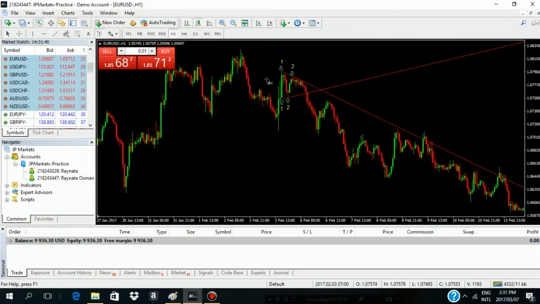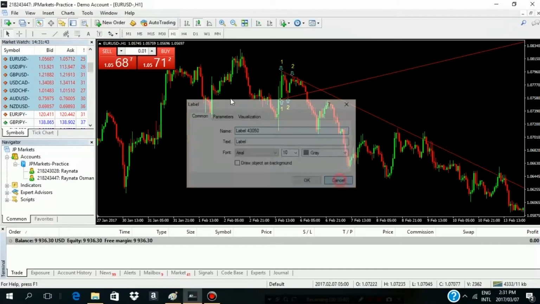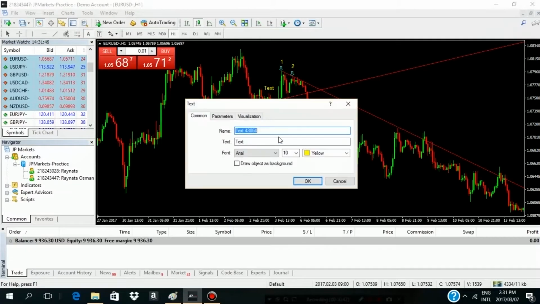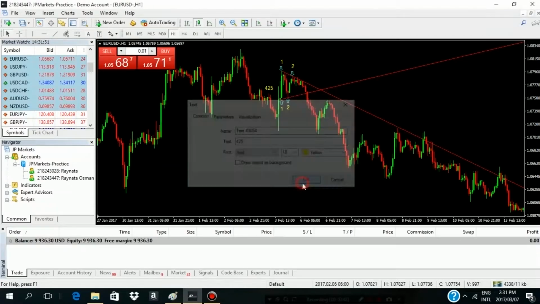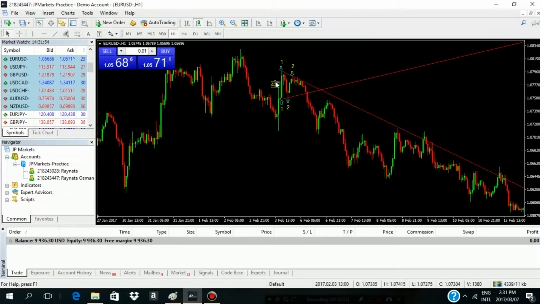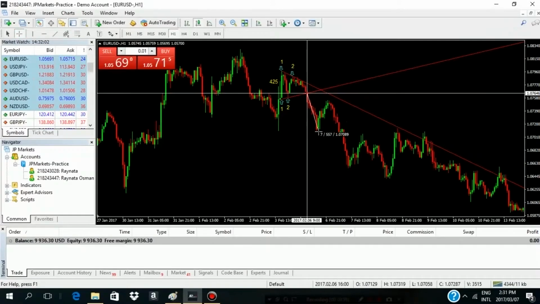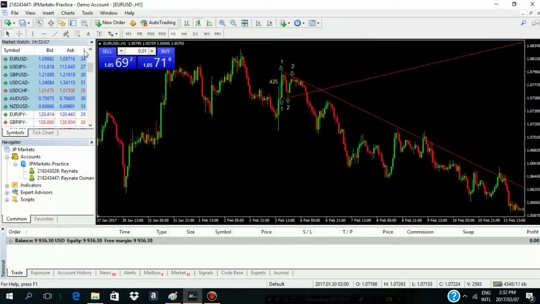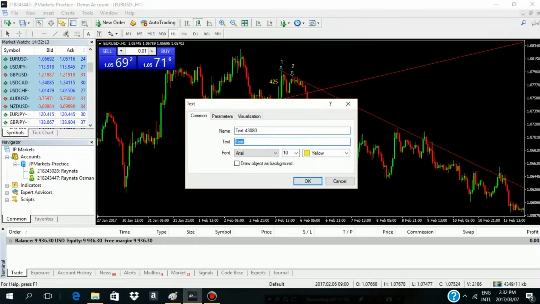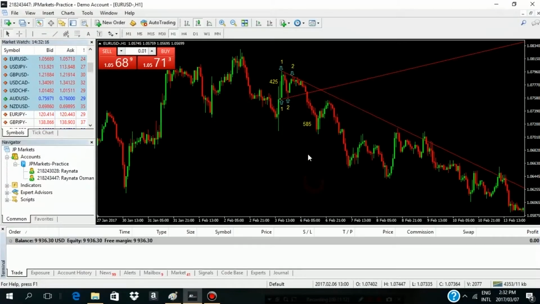So you want to write down how much your base was. So our base was 425. And just make sure that that's more or less next to the base, but not too close. And then let's just calculate the total breakout. Okay, so it's 585. Now that was the breakout for this triangle.